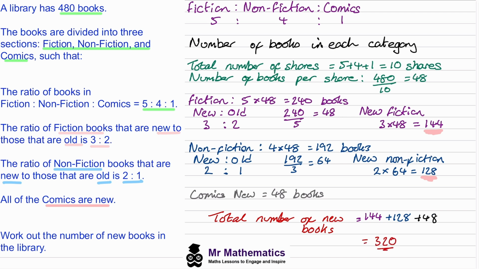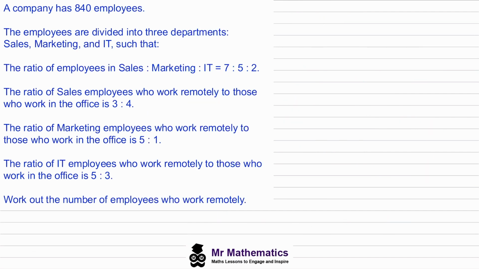Okay, let's try another question. Okay, so in this question, we're told that a company has 840 employees, and they're divided into 3 departments: sales, marketing, and IT. So that the ratio is 7 to 5 to 2.